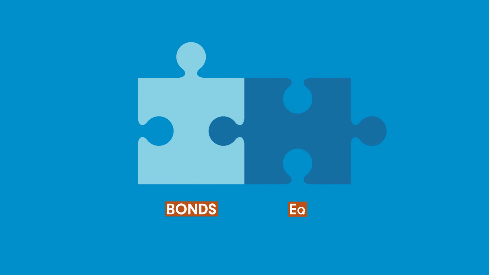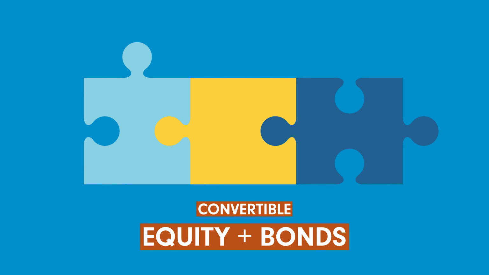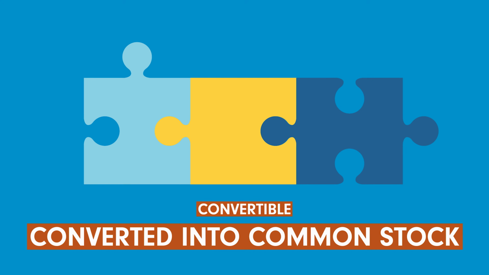There's even a type of security called a convertible, which is a hybrid of an equity and a bond. Convertible securities are bonds or preferred shares that pay interest or dividends that can be converted into common stock in the company at a future date.